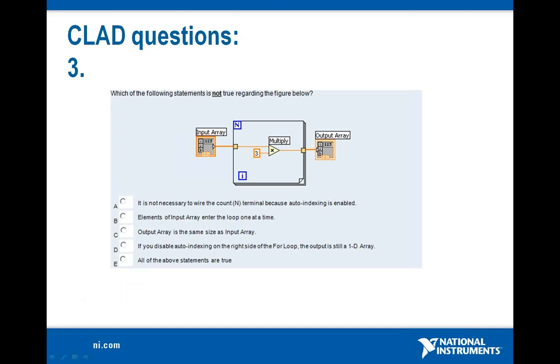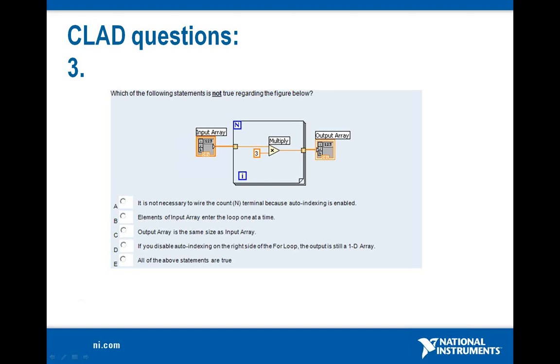Next question. Which of the following statements is not true regarding the figure below? In this figure, we can see that there is a for loop with a multiplication box inside. There's an input array and output array of one-dimensional elements. Let us now go through the options one by one.